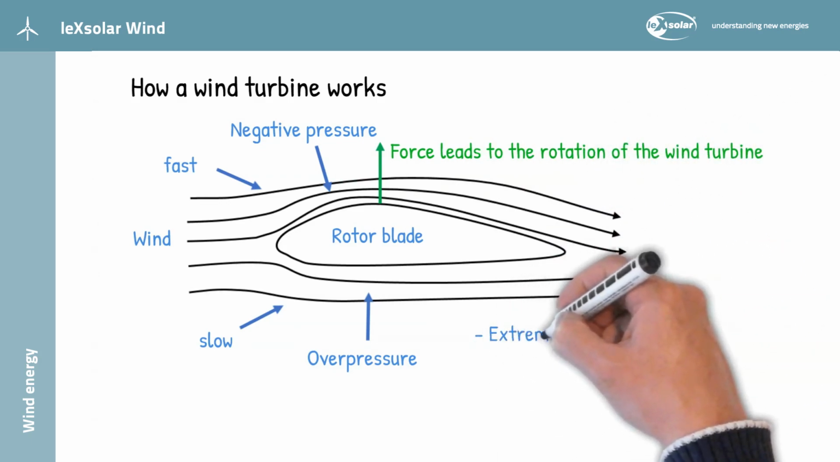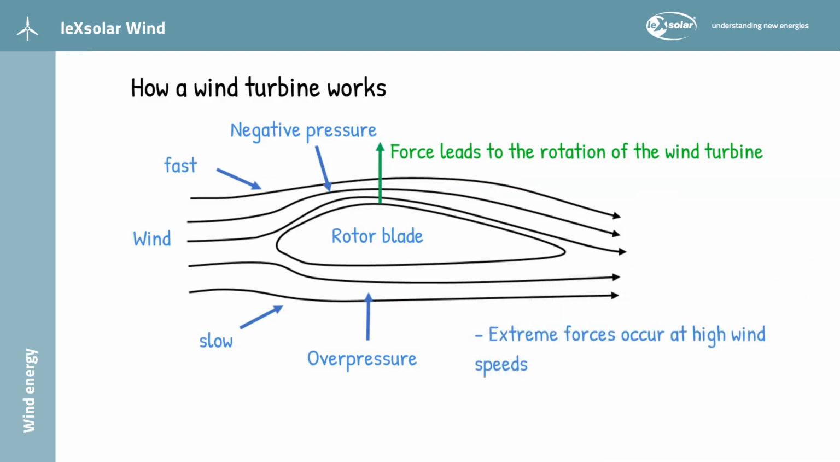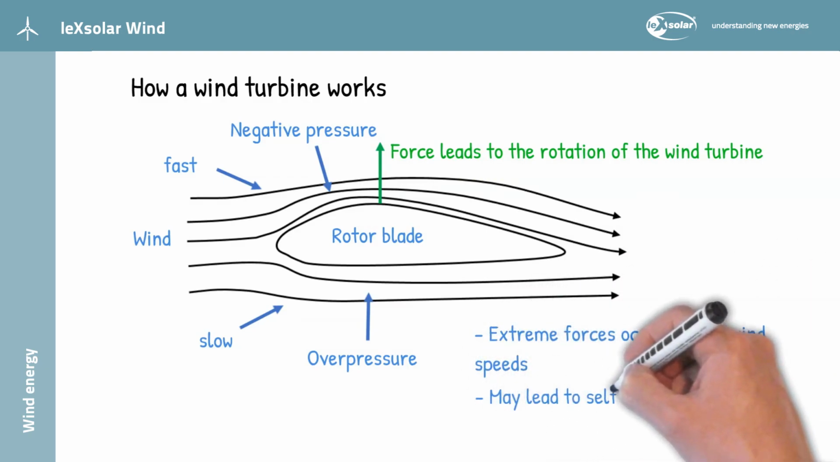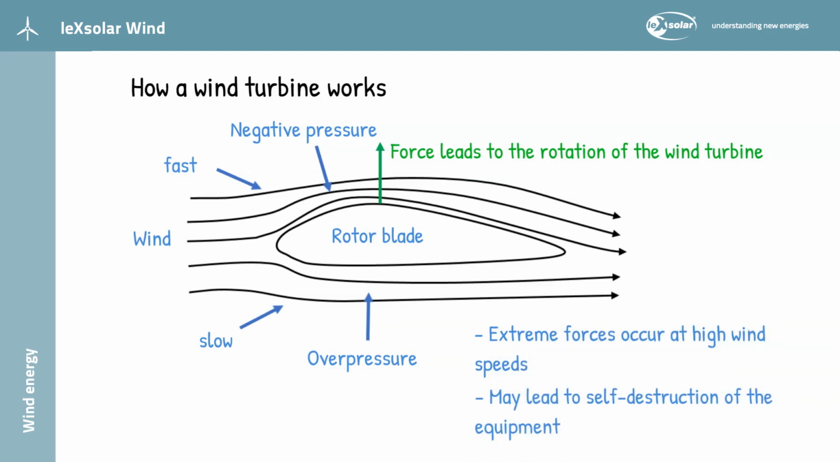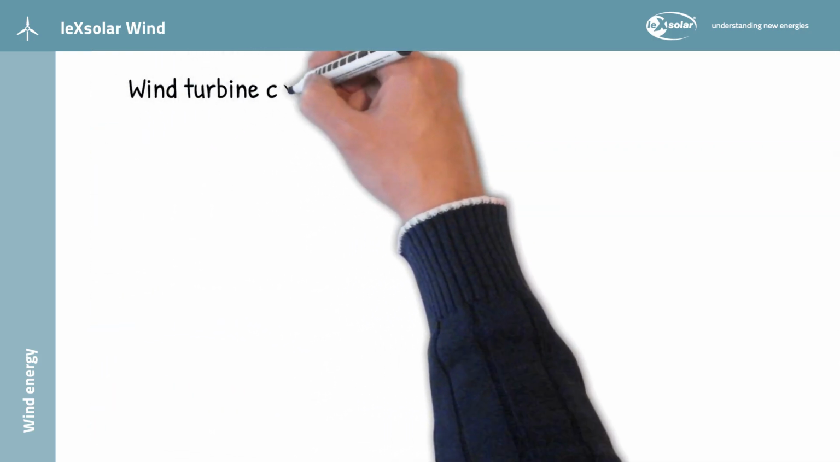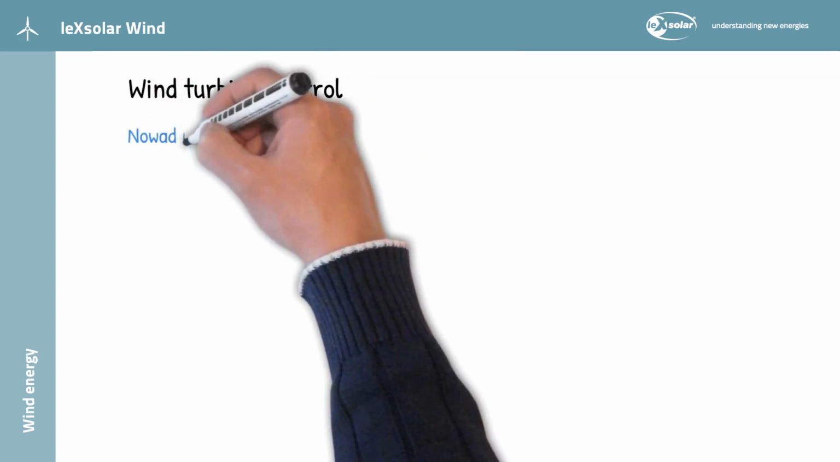The resulting forces can become extremely large. This can go so far that the wind turbine can destroy itself during a storm. A video of a wind turbine from Denmark where exactly this happened, I'll link you in the video description. To prevent this, the wind turbine must be regulated when the wind strength increases. There are different ways to do this, but one of them has become accepted nowadays.